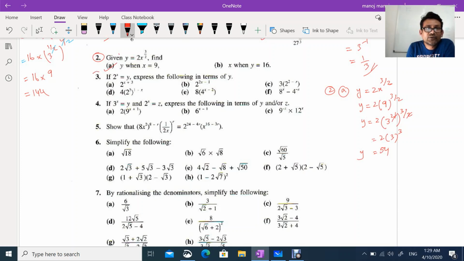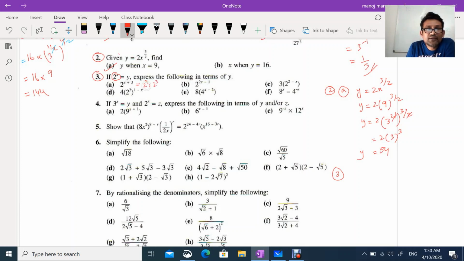Okay, I will move to question number 3. I will not do all the parts, but I think I should do 3. Yes, 3 is a good question. What can I do here in the first part? This plus means I have to convert all the equation into 2 power x form. Okay, can I write 2 power x into 2 power 3?